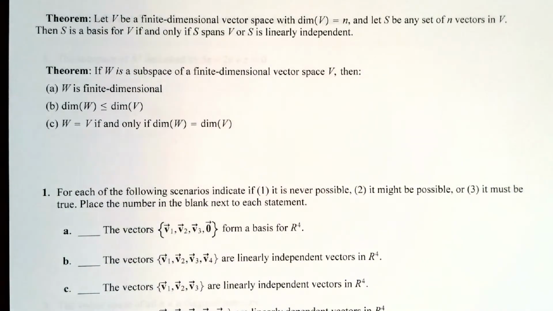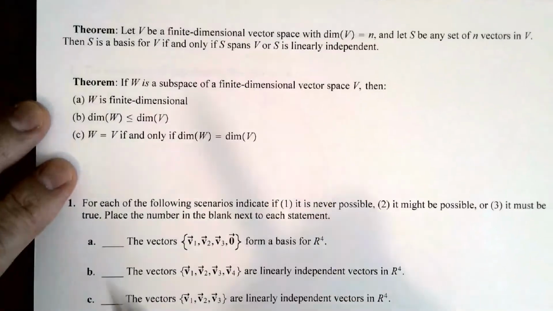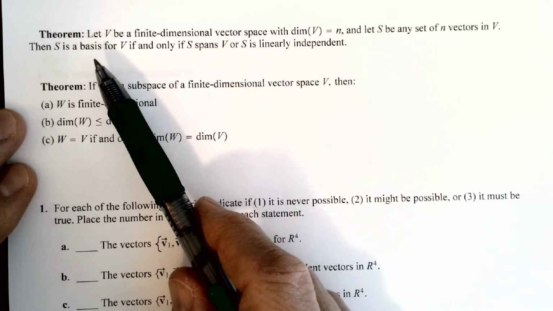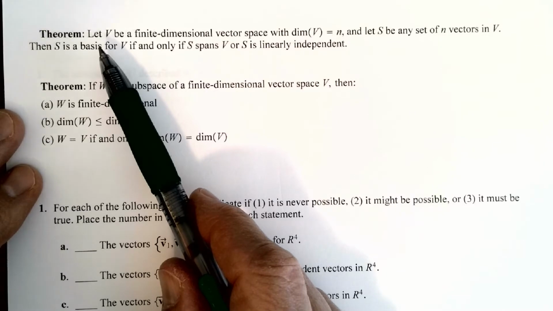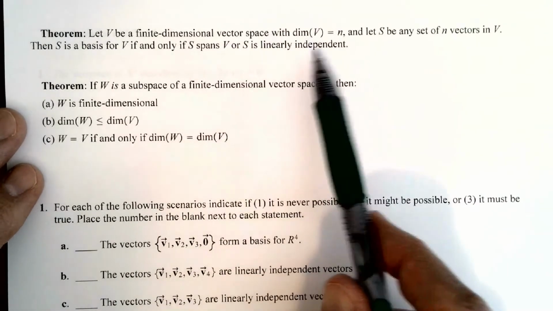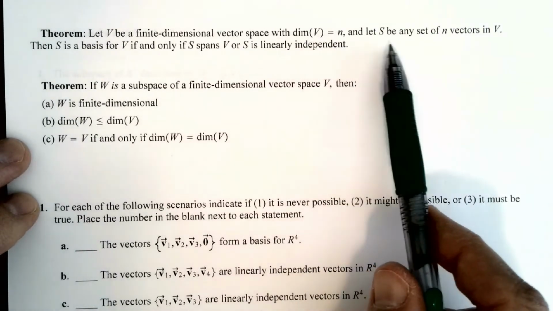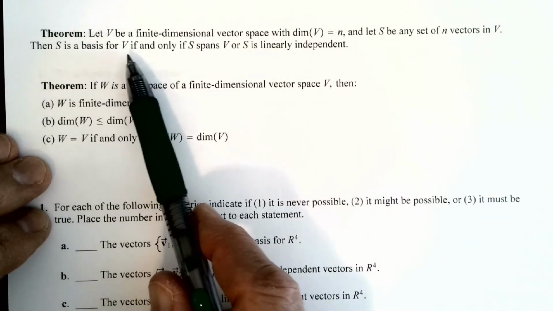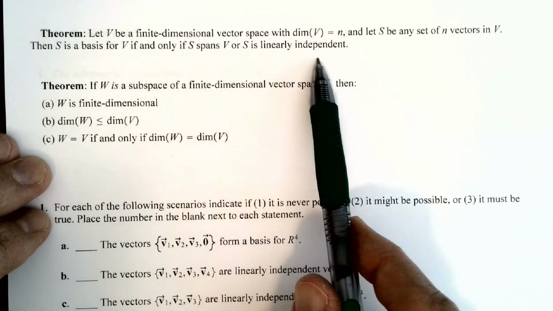Let's take a look now at one more idea, and then we're going to play a little game. Here's an important theorem that we basically saw and talked about a couple lectures ago. If V is a finite dimensional vector space with dimension n, so now we can talk about this because we've talked about dimension, let S be any set of n vectors in V. Then S is a basis for V if and only if S spans V or is linearly independent.